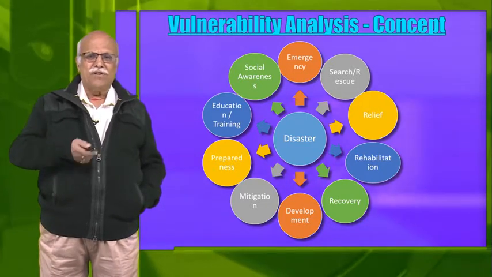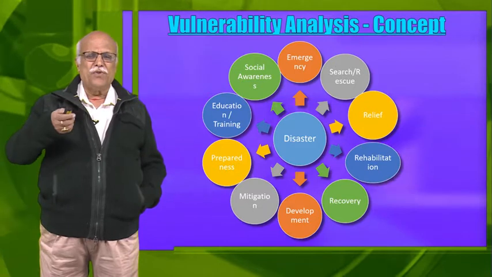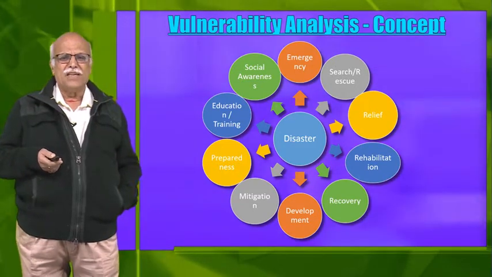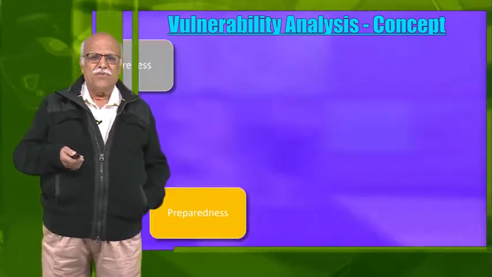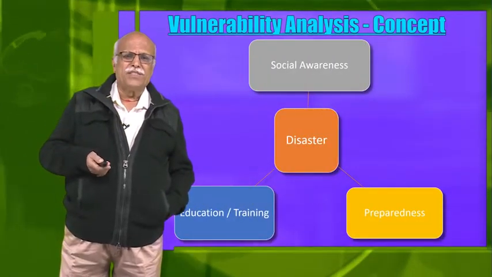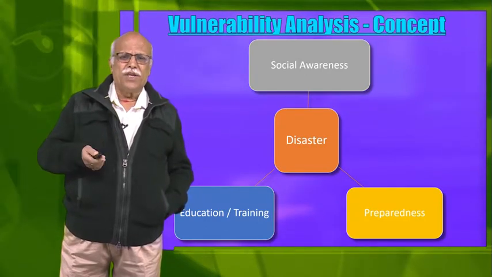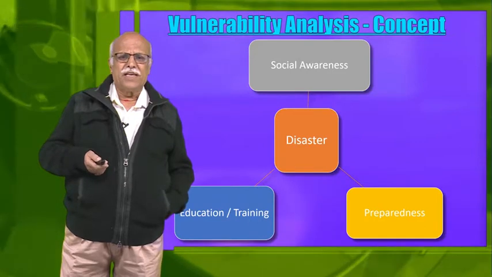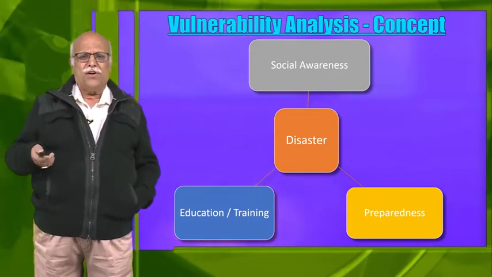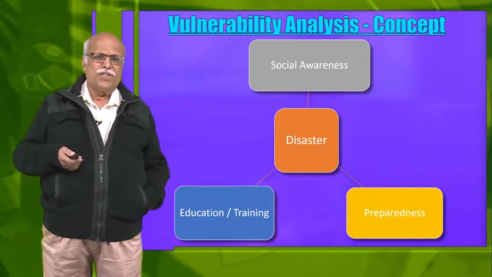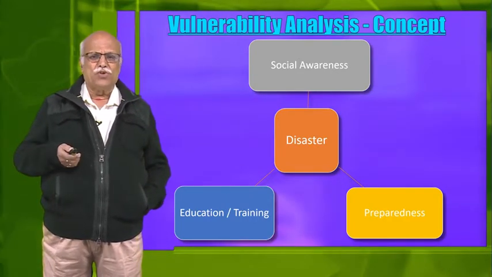This situation which I have now explained to you with a few of these words that I have given you in the form of circles is known as a disaster cycle. We now come to the next aspect. As far as this is concerned, we are concerned today with three important aspects. Keeping in mind the disaster in the center, on the right we have what is known as preparedness, on the left we have education and training, and on top we have social awareness.